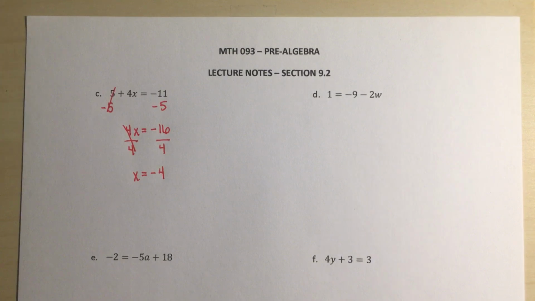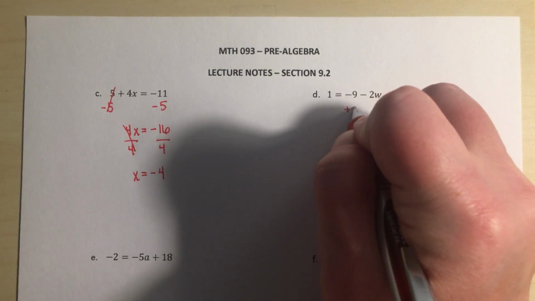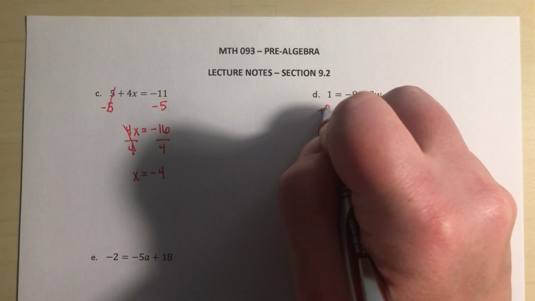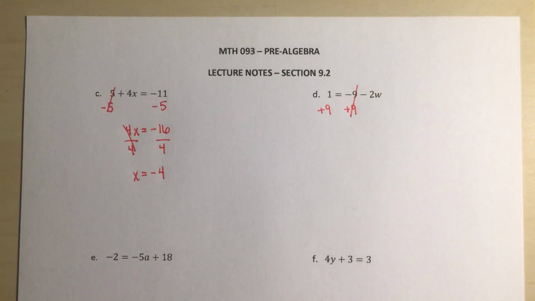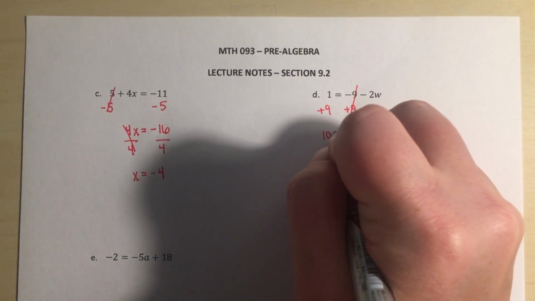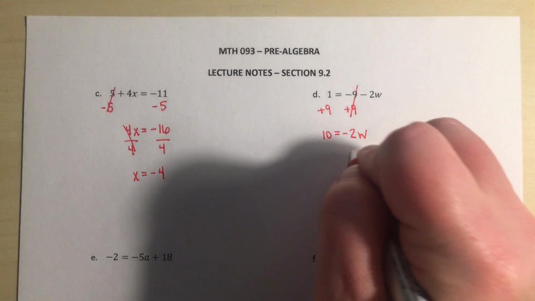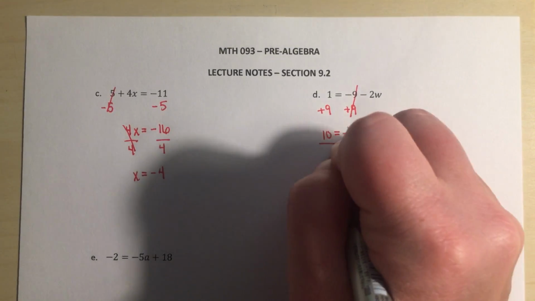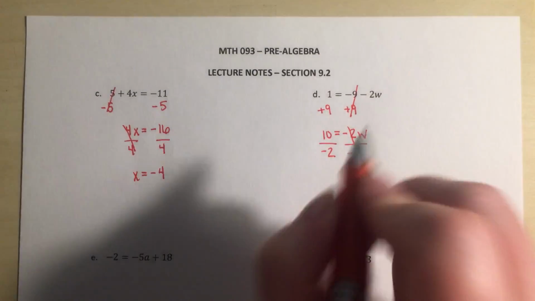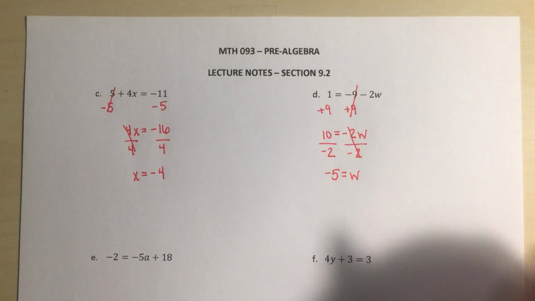All right, for D, we have 1 equals negative 9 plus 2w. We're going to get rid of our negative 9 to start with. Again, it's our number that's on our variable side, but not connected to our variable as a coefficient. 1 plus 9 gives us 10. So we have 10 equals negative 2w. Now we're going to get rid of our coefficient of negative 2 by dividing each side by -2. -5 equals w.